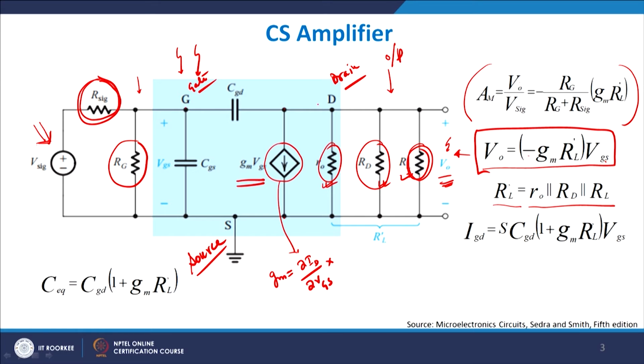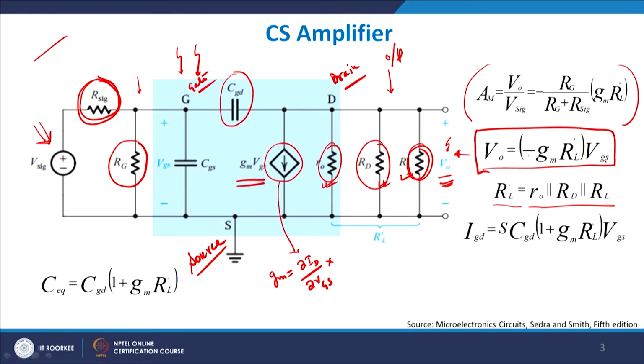Now, from gate to drain, you will always have a capacitance, which is the depletion capacitance by virtue of the overlap between gate and drain. Remember, this is CGD. You also have a CGS, gate to source. So, if you remember your basic MOS device structure, it looks something like this, with the gate here, and the source and drain. So, you will always have a capacitance here and a capacitance here.